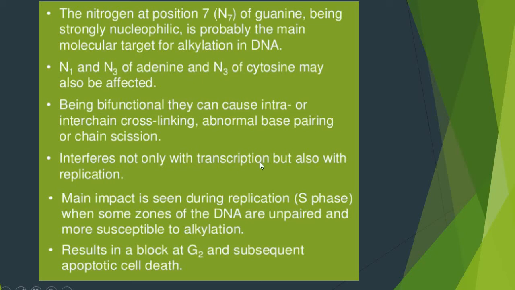It interferes not only with the transcription but also with the replication process. The main impact is seen during replication, that is in S phase, when some zones of the DNA are unpaired and more susceptible to alkylation. This results in a block at G2 and subsequent apoptotic cell death.